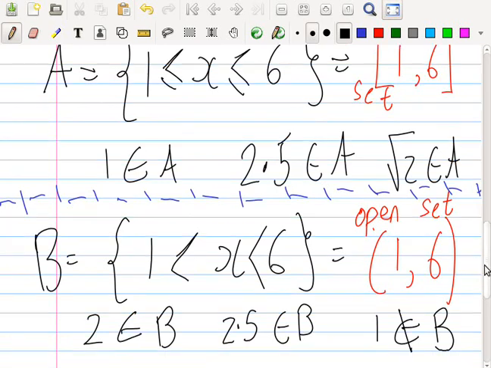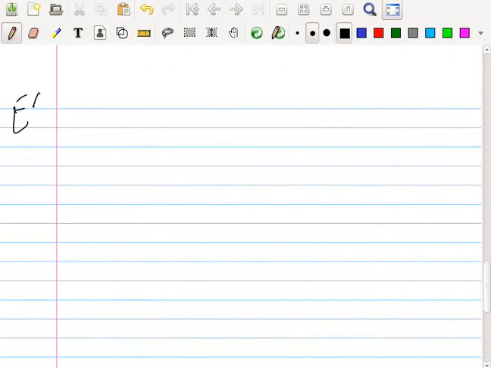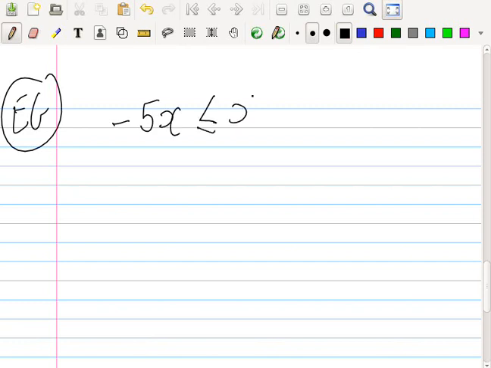Okay, so let's have a look at an example here. So for example, I would like you to solve this problem here. Minus 5x less than or equal to x plus 6.